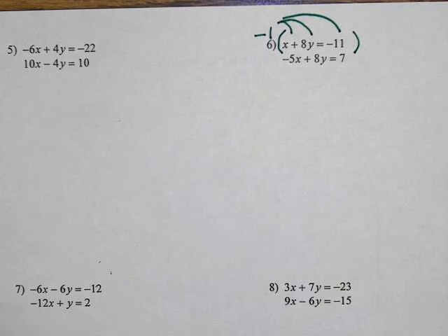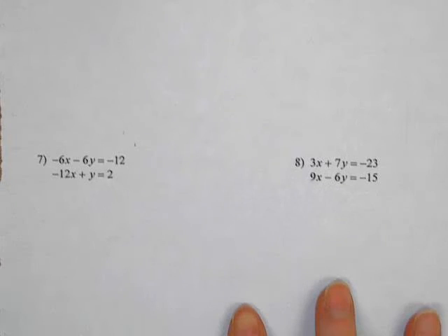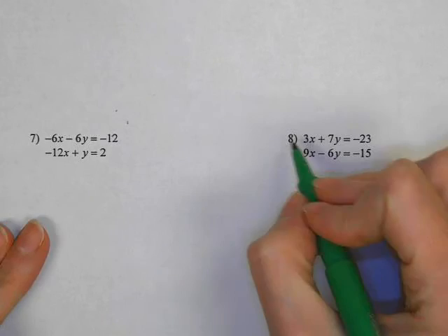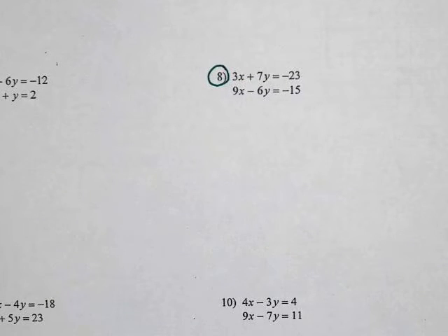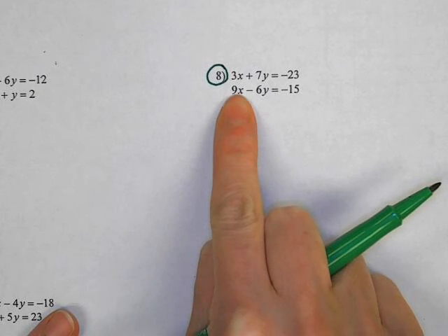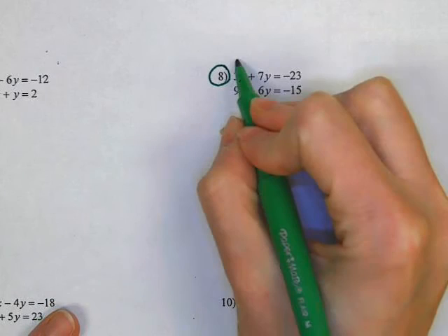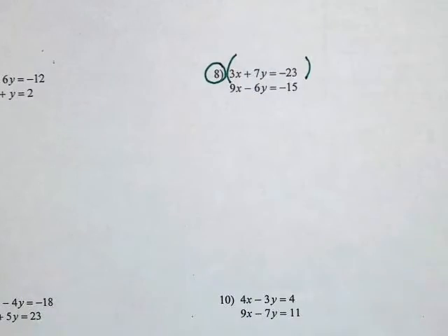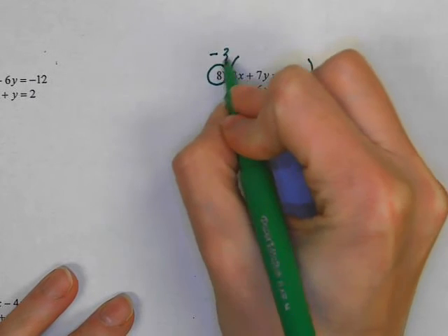Okay, so some are easier than others, some are a little bit harder. Let's do number 8. All right, what would you guys multiply through by? Remember, there's so many ways to do these. But I got my eye on the x's here. I got a 3 and a 9. So what could you multiply the top by to make it cancel with 9x? And I hope you guys are thinking -3 would work.